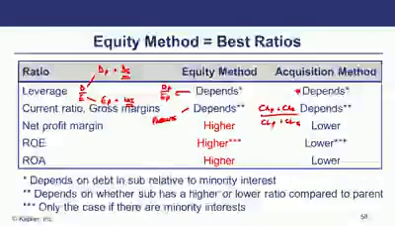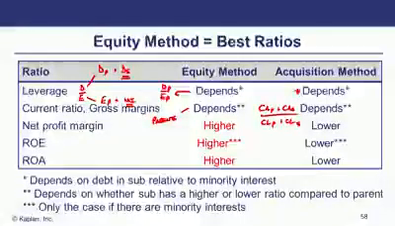It rather depends. If the subsidiary has a better ratio than the parent, then the acquisition method would bring in 100% of this improvement, so the acquisition method would be better than the equity method. Whereas if the subsidiary has a worse ratio than the parent, then of course acquisition brings in 100% of this worsening, and therefore the acquisition method would give you a lower ratio than the equity method. So it's really a case-by-case basis.